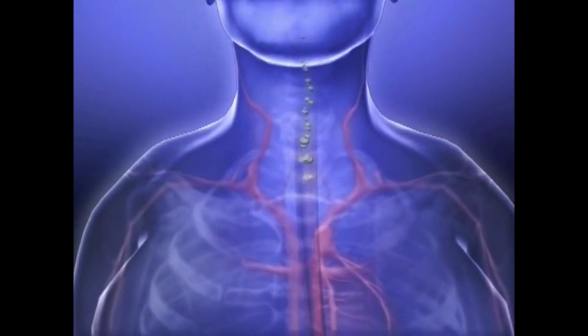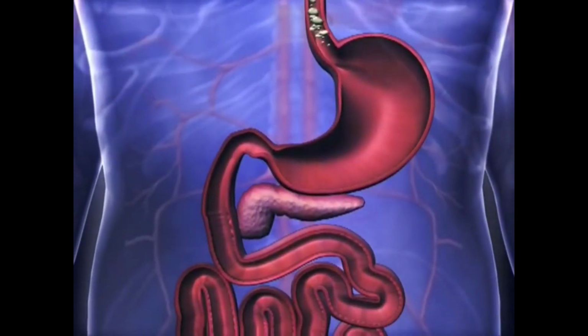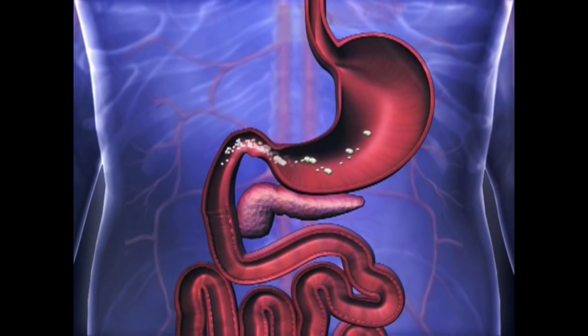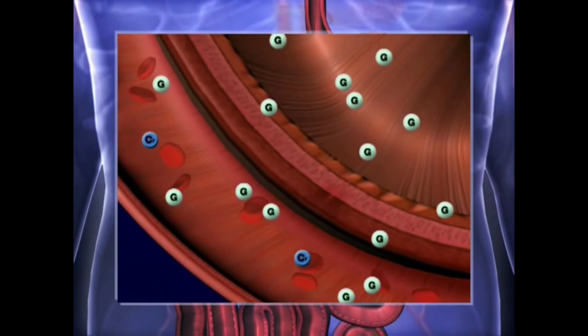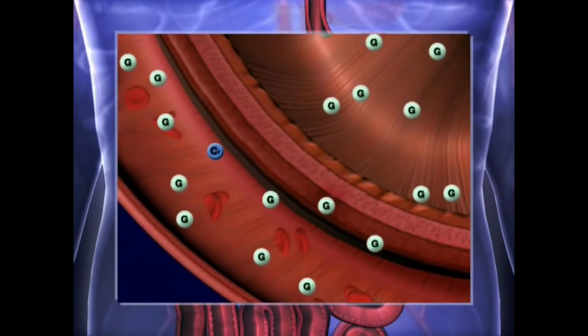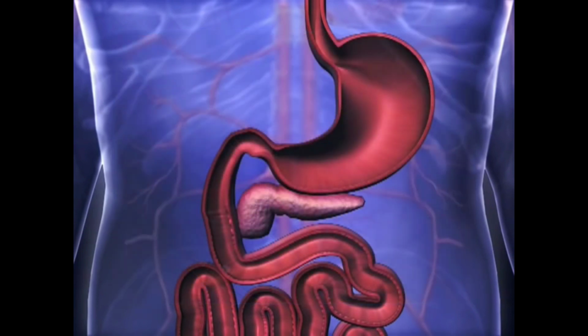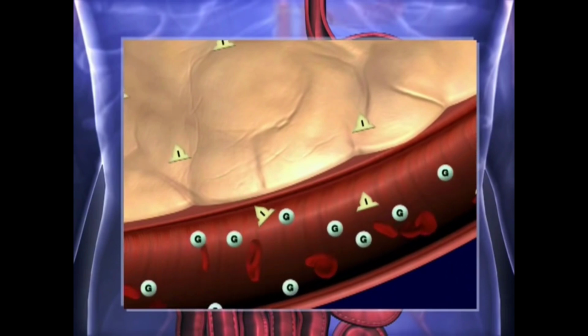Absorption of glucose entails transport from the intestinal lumen across the epithelium and into blood. The transporter that carries glucose and galactose into the enterocyte is the sodium-dependent hexose transporter, or SGLUT1.